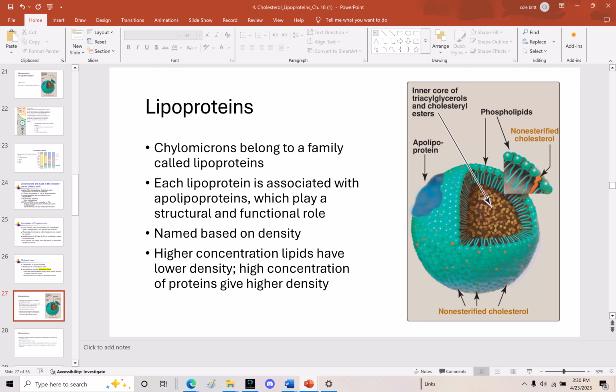And this is kind of the rule of thumb. The higher the concentration of lipids, the lower the density. The higher the concentration of proteins, the higher the density. So that's why HDLs are the most dense, because they have the most protein.